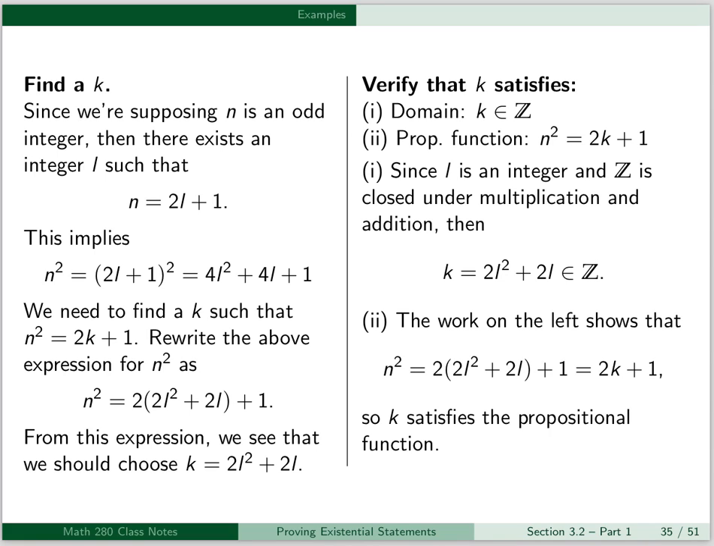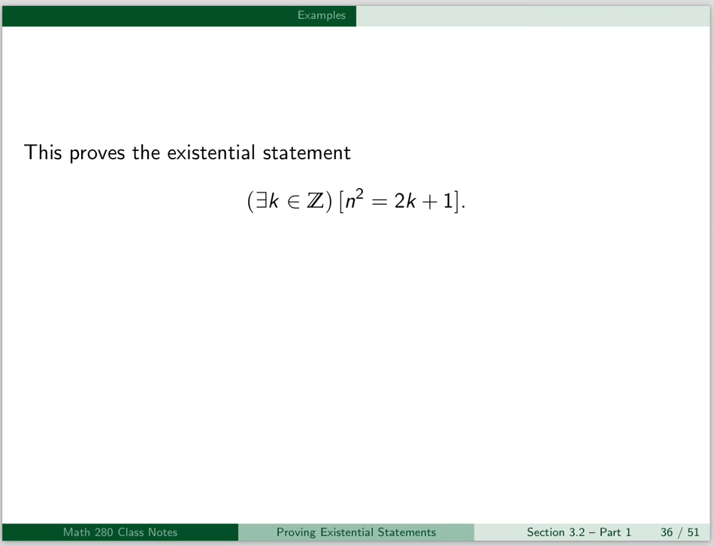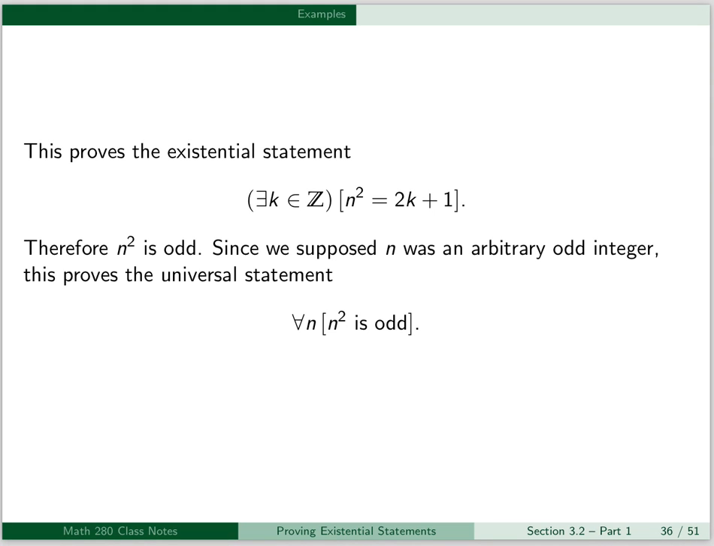So we found our example k, and then we verified that our k satisfies our two conditions. So this proves the existential statement, there exists a k in Z such that n squared equals 2k plus 1, and therefore n squared is odd. And since we supposed n was an arbitrary odd integer, this proves the universal statement, for all n, n squared is odd.